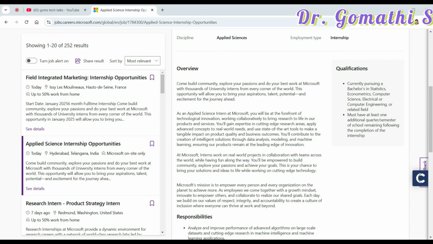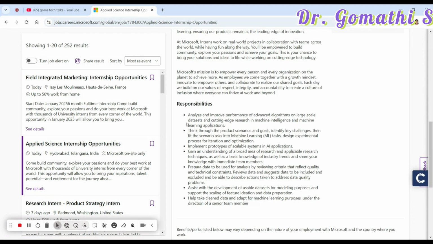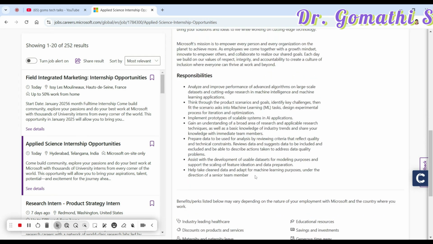And Microsoft offers a world-class experience, and the benefits do not stop at the cutting-edge projects you will enjoy. So let's understand these things. What are your responsibilities? You should analyze and improve performance, you'll be working on scenarios in machine learning tasks, and you have to implement the prototypes. So all these responsibilities you have to do.